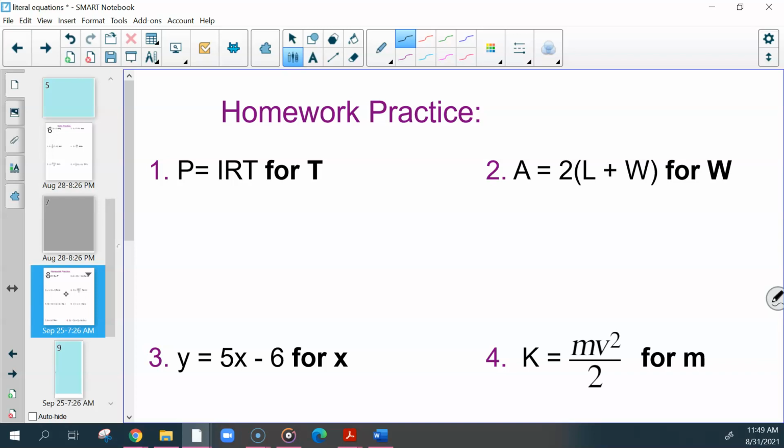And I also wanted to mention one other thing. Thursday, you guys are going to be taking your quiz for these two objectives: solving multi-step equations and solving literal equations. I'll explain it more on Thursday, but it'll be like a review quiz day.